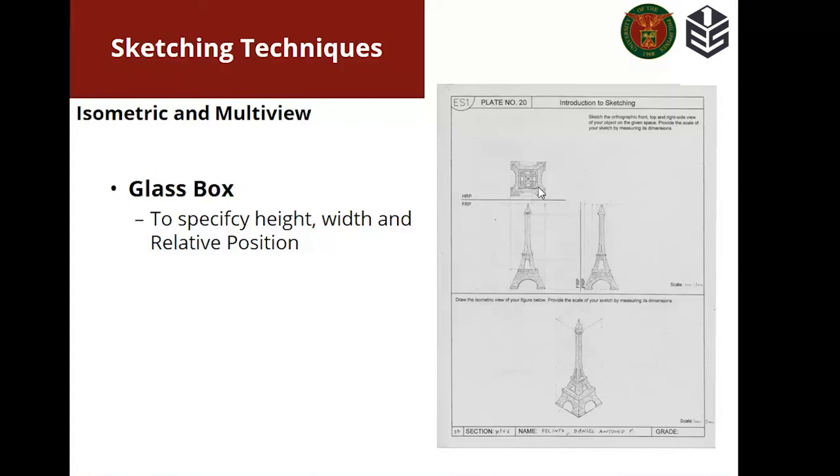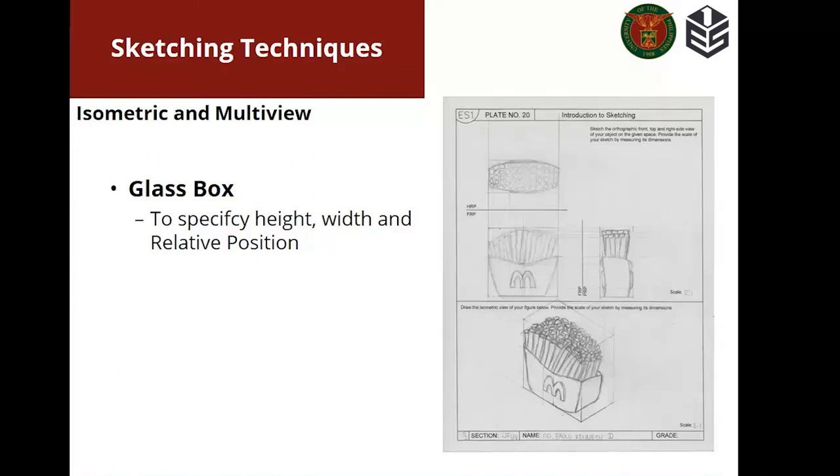The dimensions are also projected from top to front, front to right side view of the drawing, such that they are all aligned. If you see the height of this, it's the same as the height of this. You will be able to see these things when you're actually doing the sketch. The width of the base is the same as the width of the front view. So there are dimensions that are the same when you're moving from front to top, front to right side view.